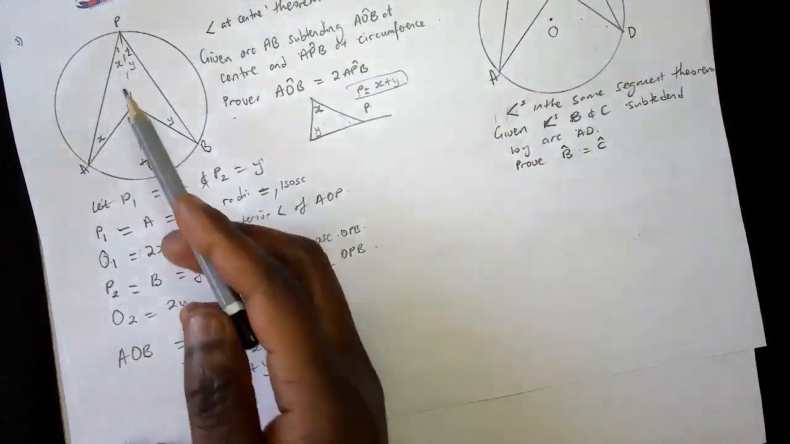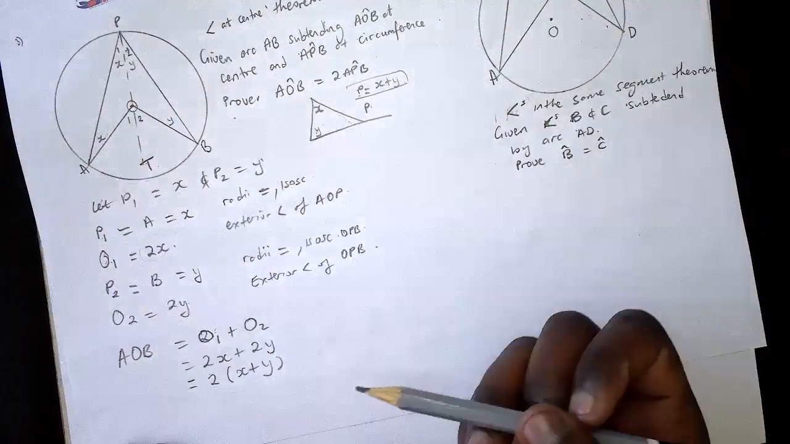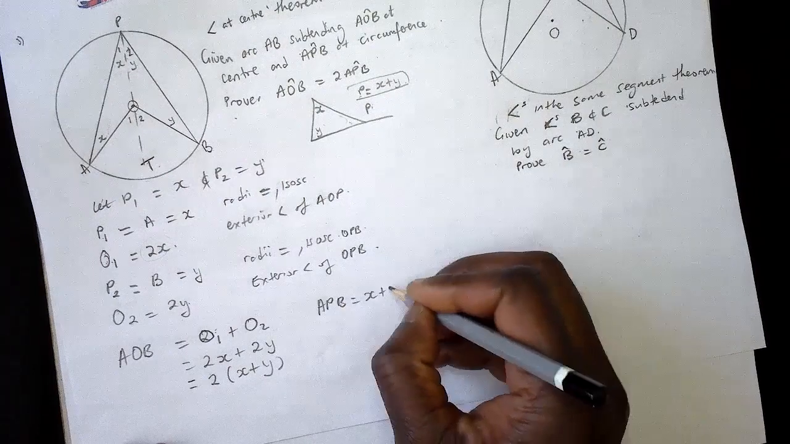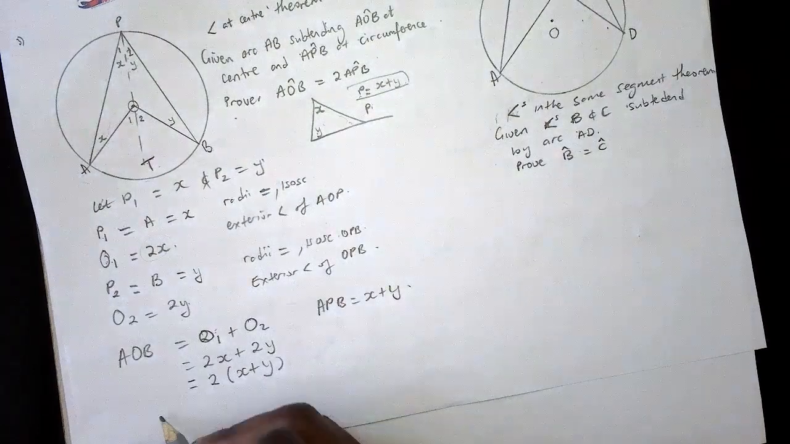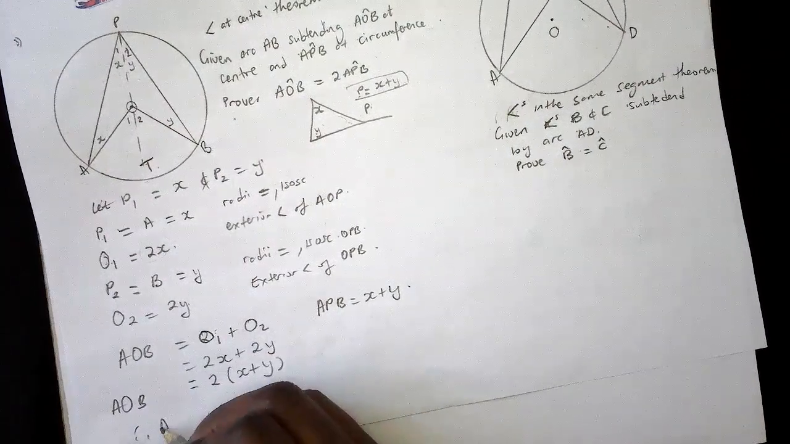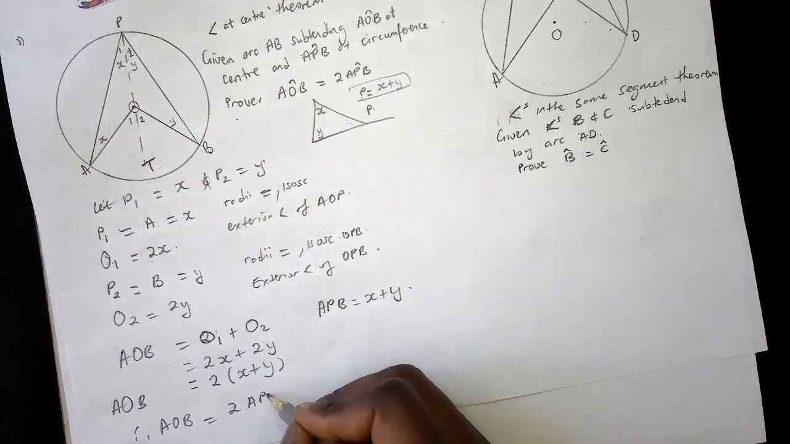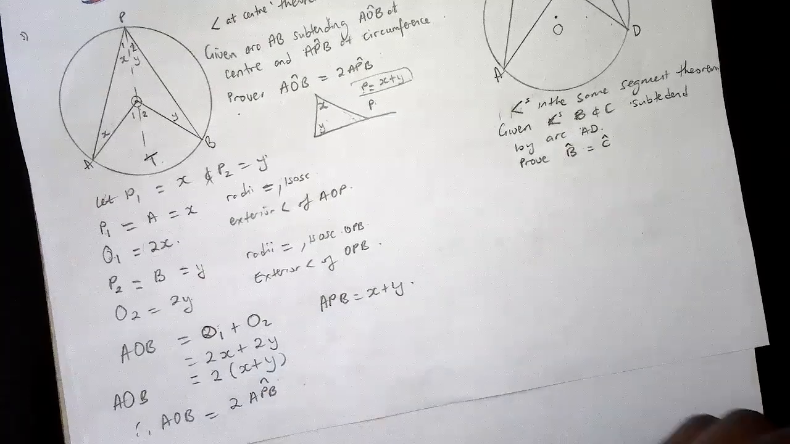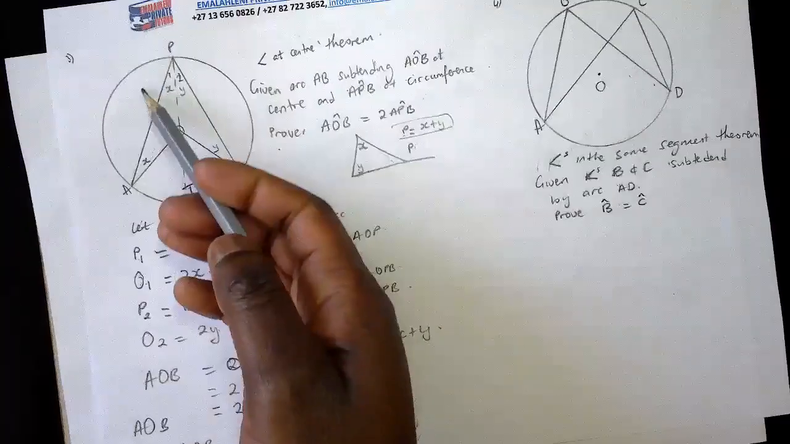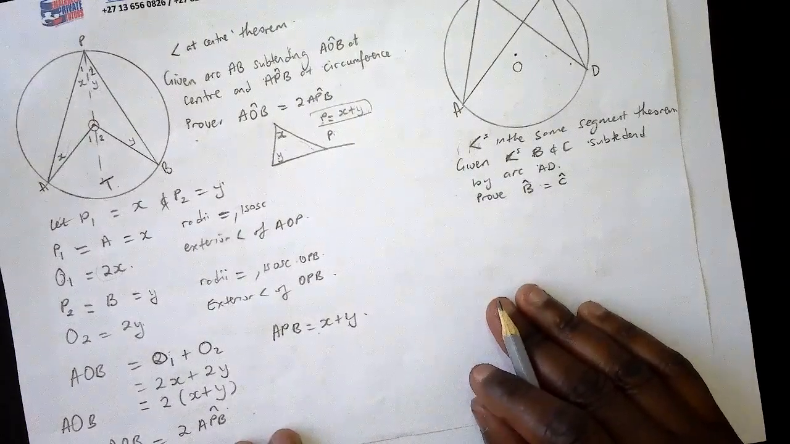Now, when we have got x plus y here, what do we also know? We know that P is equal to x plus y. APB is equal to x plus y. So therefore, AOB is equal to 2 times APB. Okay, then that's how it is. It's proven. Your x plus y, we have it here. That's what it's saying. Then you are done with your proving. Okay, that's what you must remember here.